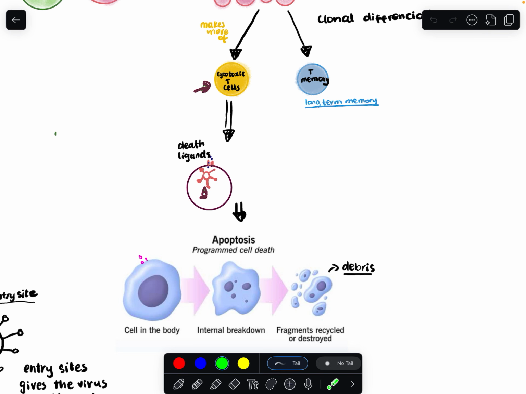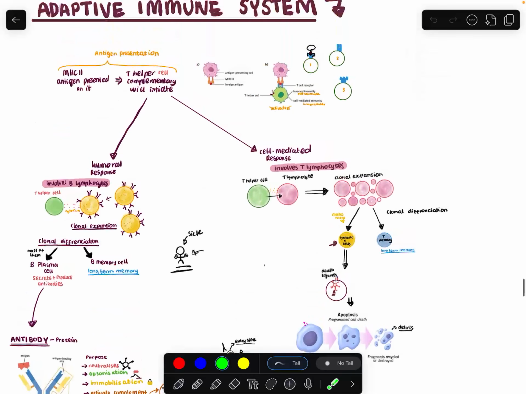So that is the two different responses that occur in the adaptive immune system. Depending on the nature of the pathogen, either the humoral response or the cell-mediated immune response will occur. However, both of them could also occur.